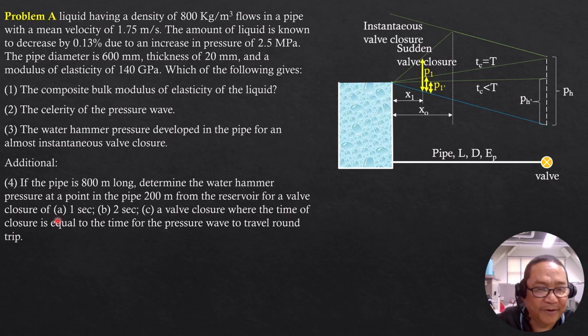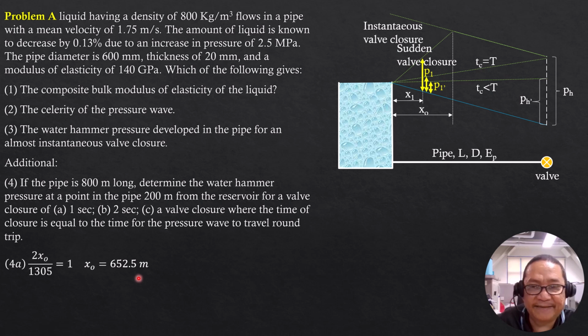So for 4A, the time of closure T sub C is 1 second. Let's compare that to capital T, the time for the pressure wave to travel round trip. So 2xo, the round trip distance, divided by celerity 1305 equals the actual time of closure, 1 second. So xo, if it falls in the case where we have sudden closure, is 652.5 meters.